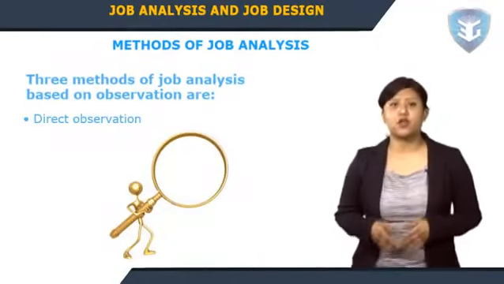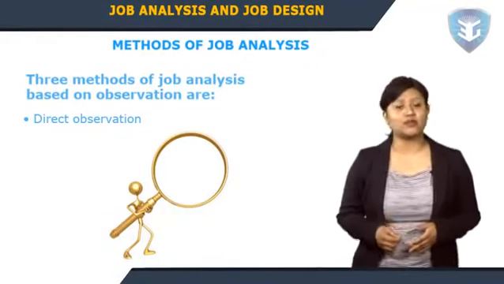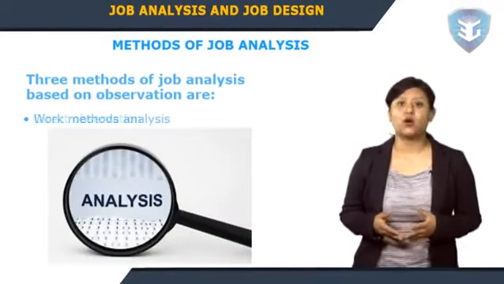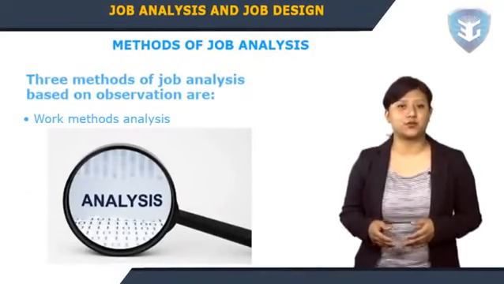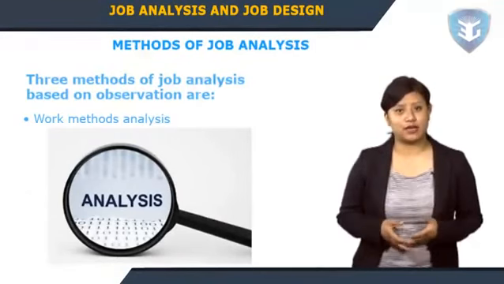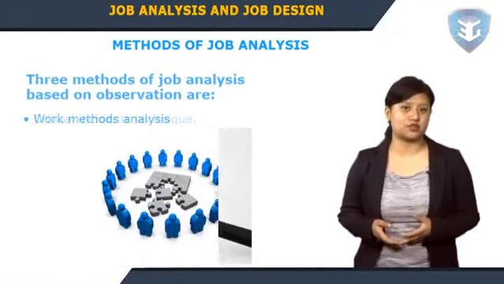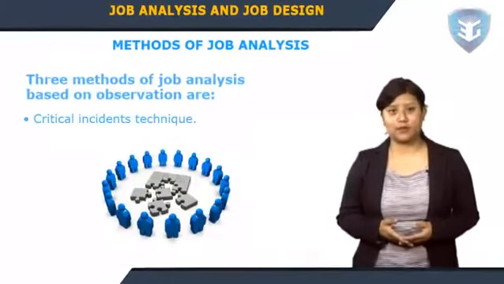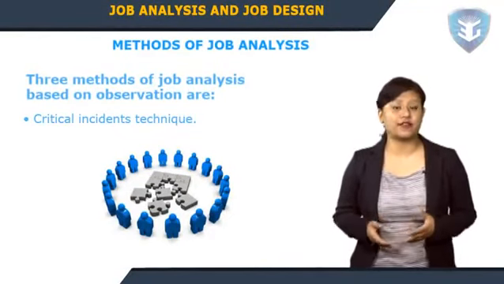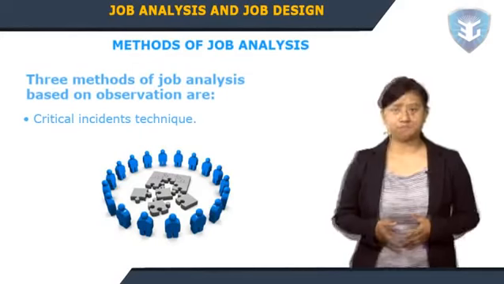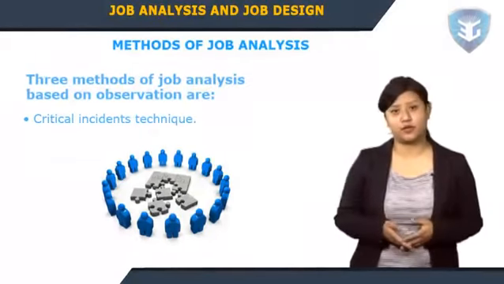Direct observation. Using direct observation, a person conducting the analysis simply observes employees in the performance of their duties. Work methods analysis. This method is used to describe manual and repetitive production jobs such as factory or assembly line jobs. This method is used by industrial engineers to determine the standard rates of production. Critical incidents technique. It involves observation and recording of examples of particularly effective or ineffective behaviors. Behaviors are judged to be effective or ineffective in terms of results produced by the behavior.